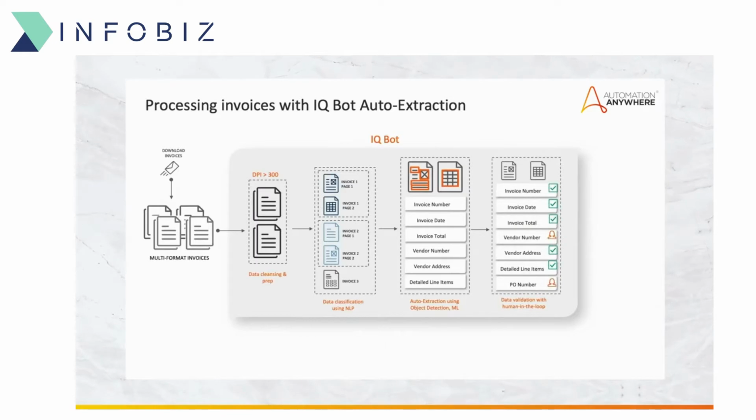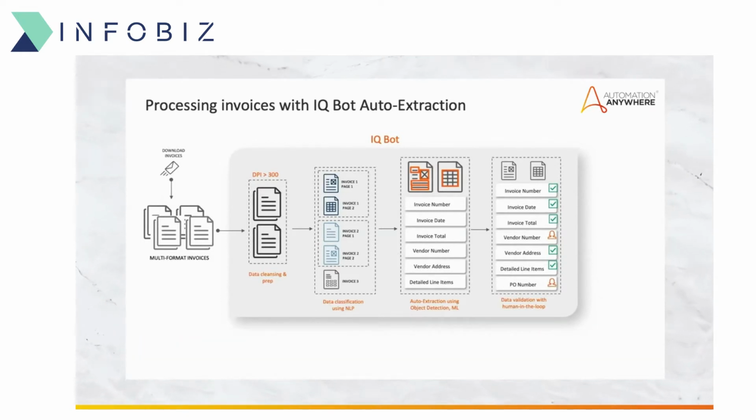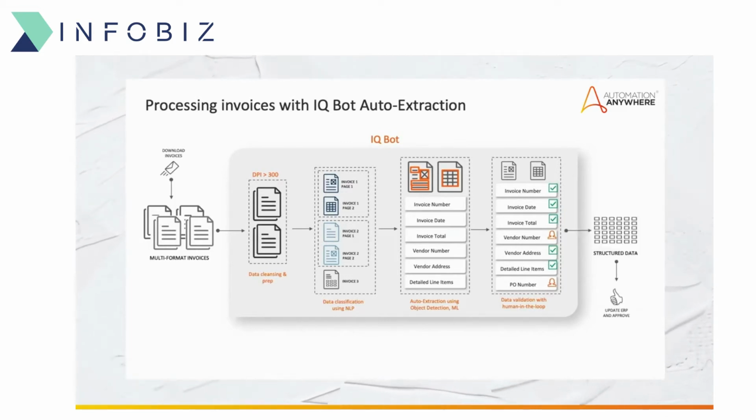Extracted data goes through another round to check and ensure that it has been extracted accurately. It can be further enhanced through Python scripts or RPA. Data that is flagged is validated and corrected by a human through a simple point and click interface. Once all these results are extracted, the data is converted into a structured format, and then it can be updated into an ERP system and approved for payment.